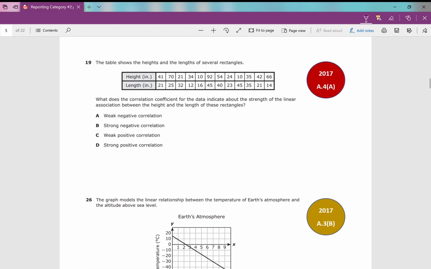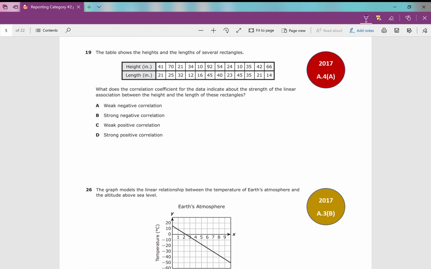Let's go on to number 19. The table shows the heights and the lengths of several rectangles. What does the correlation coefficient for the data indicate about the strength of the linear association between the height and the length of these rectangles? So again, this is that correlation coefficient I was telling you about. You want to make sure that you turn on your diagnostics.